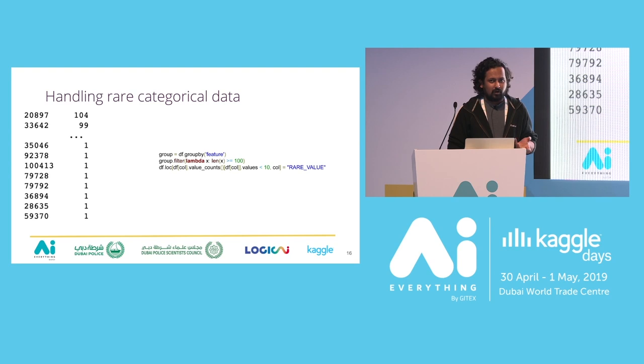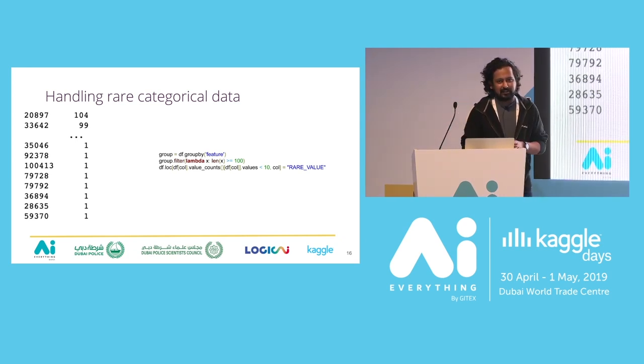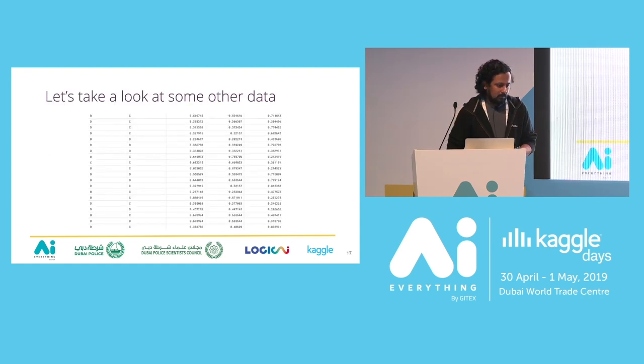So that's one of the few tricks to handle this kind of rare data. And it's actually better if you just combine train and test data before doing this. Another type of data is a mixture. So you can see the first two columns are categorical, others are numerics.